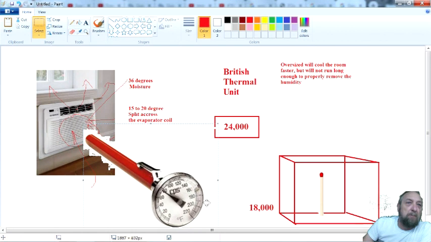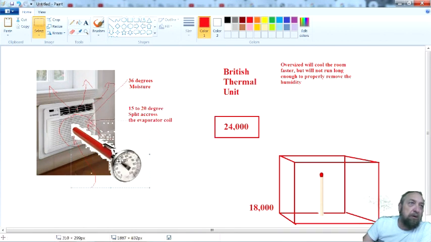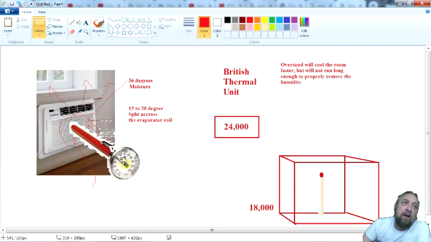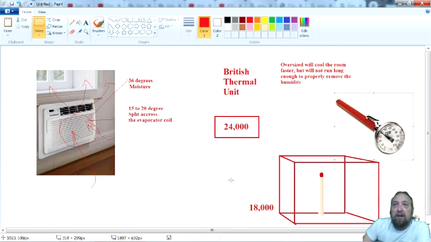So if you take the thermometer, ooh, it's a big one, isn't it? You take this thermometer and you put it where the air comes in and you measure the temperature. Really what you're going to get is the evaporator inlet temperature, which is pretty much the same as the air in the room. If the room is 80 degrees, you're going to read 80 degrees. Then you want to take this same thermometer and measure the air temperature coming out of the vent, and you should have between a 15 and 20 degree split.